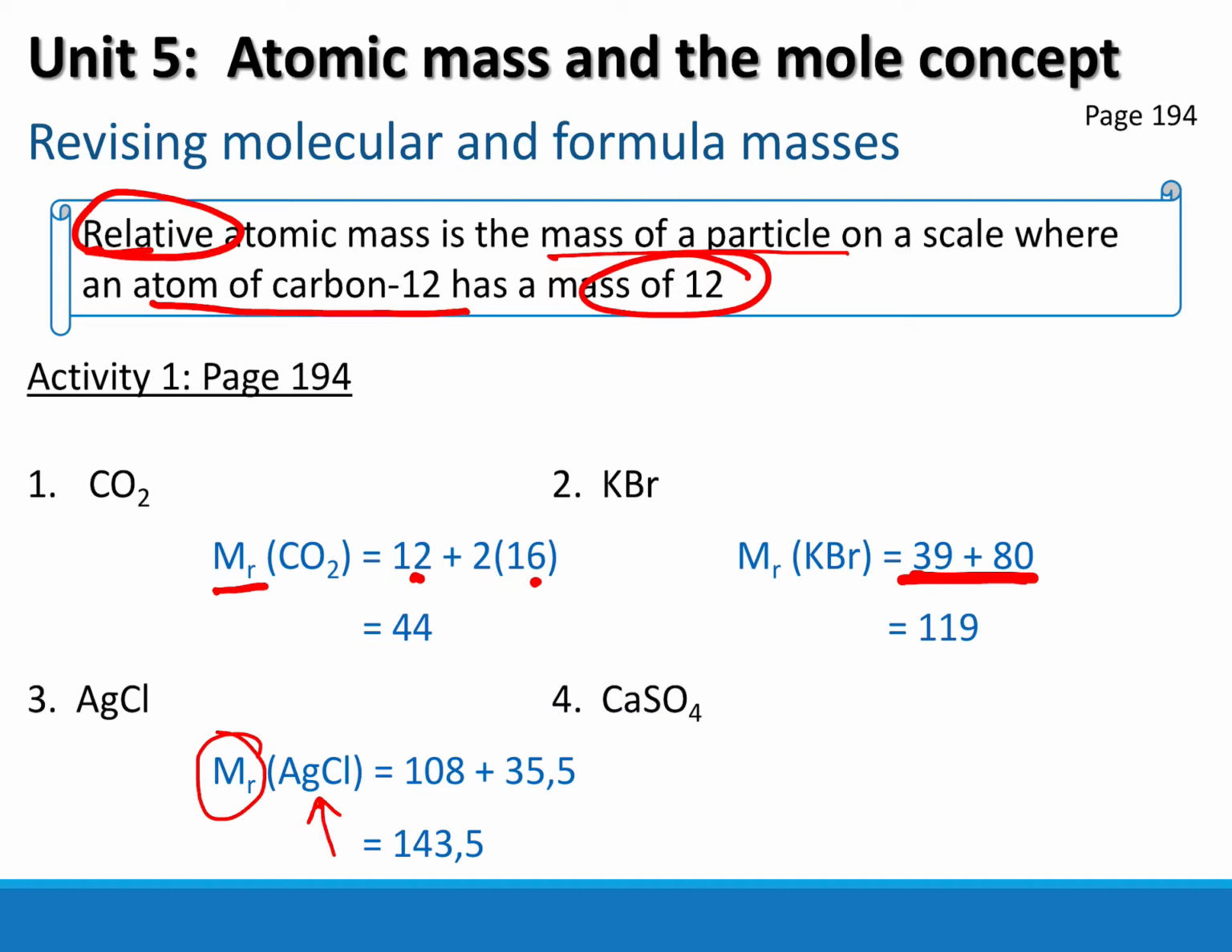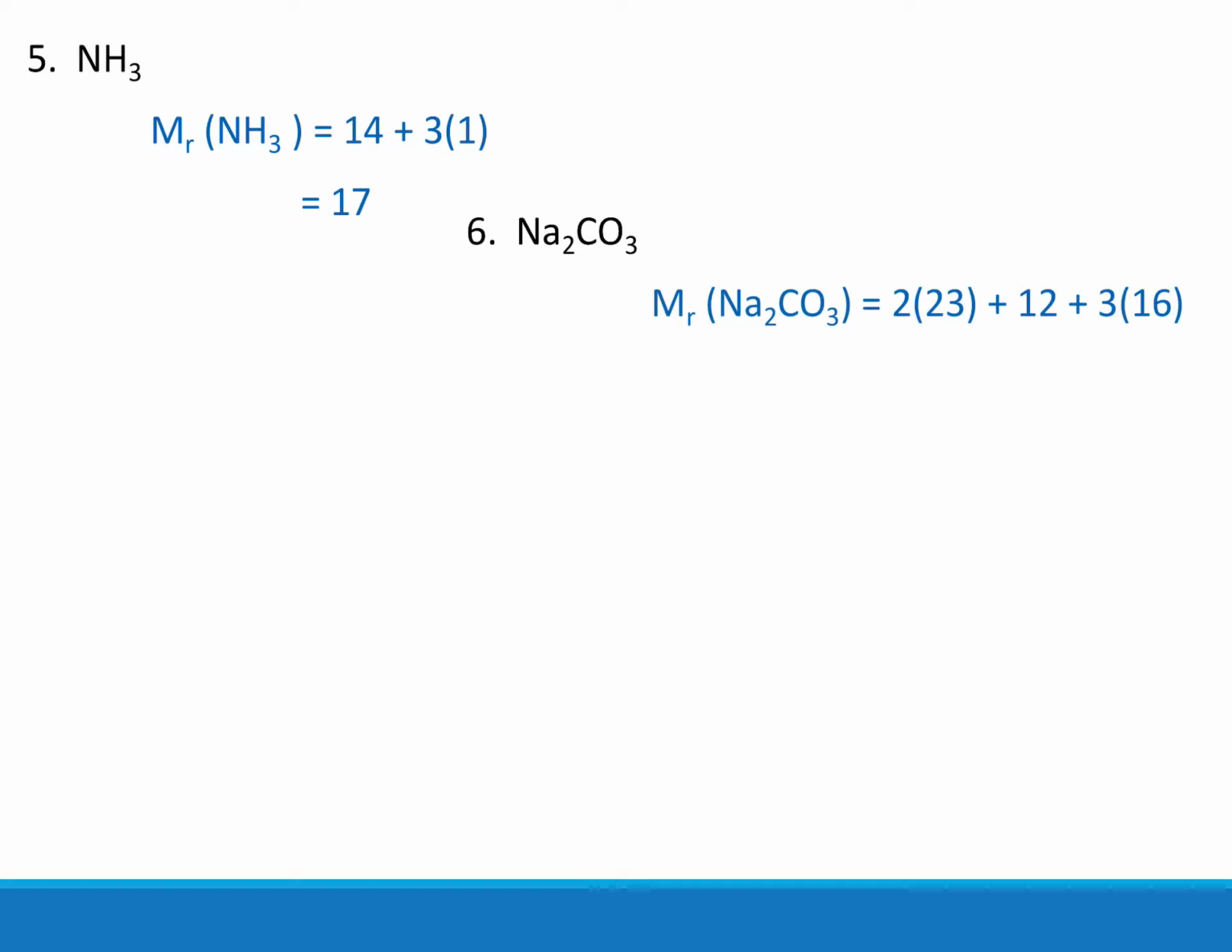Number 4, calcium sulfate. Here we have calcium, which is 40, sulfur is 32, oxygen is 16. There are 4 oxygens, so we put it into our calculator and get 136. NH3, which is ammonia, it's one you're going to see often. Nitrogen is 14, hydrogen is 3, so it's 17. Then we get sodium carbonate, sodium being 23, carbon being 12, 16 for oxygen. All right, so when we put it all in, we get 106.